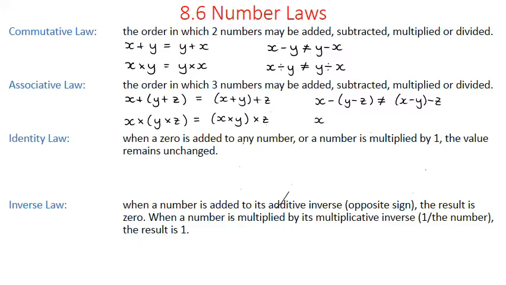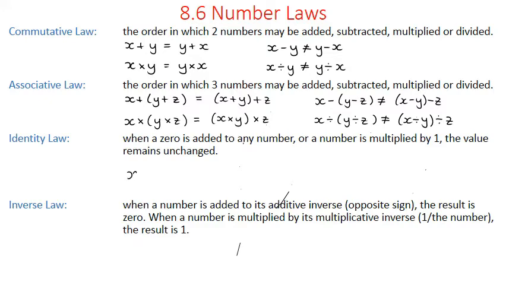Same with division. X divided by y divided by z is not the same as x divided by y and then divided by z. Right, so pick your own values of x, y, and z and see if you can prove those 4 equations. The third law is the identity law, and that is when a 0 is added to any number or a number is multiplied by 1, the value remains unchanged.